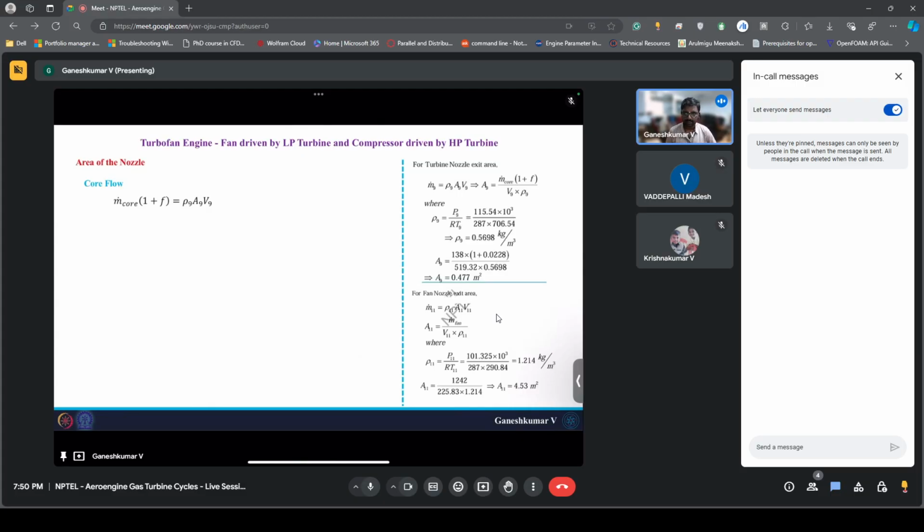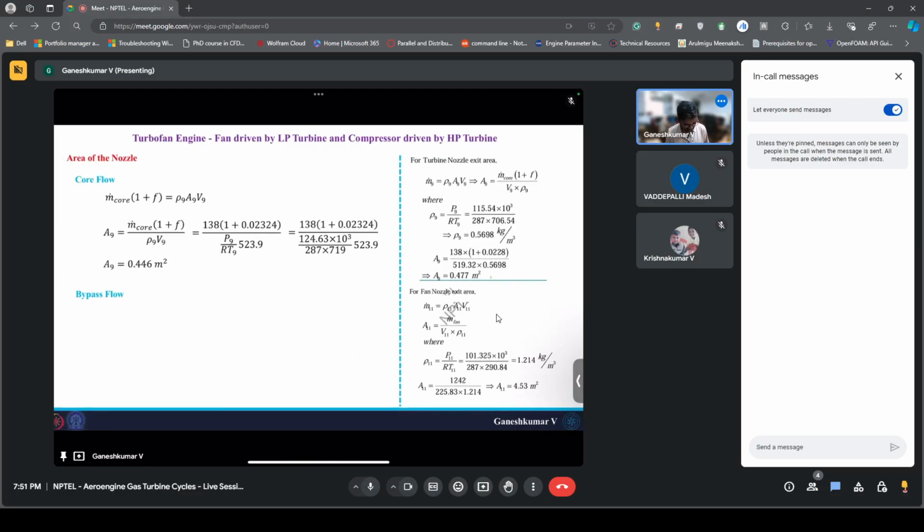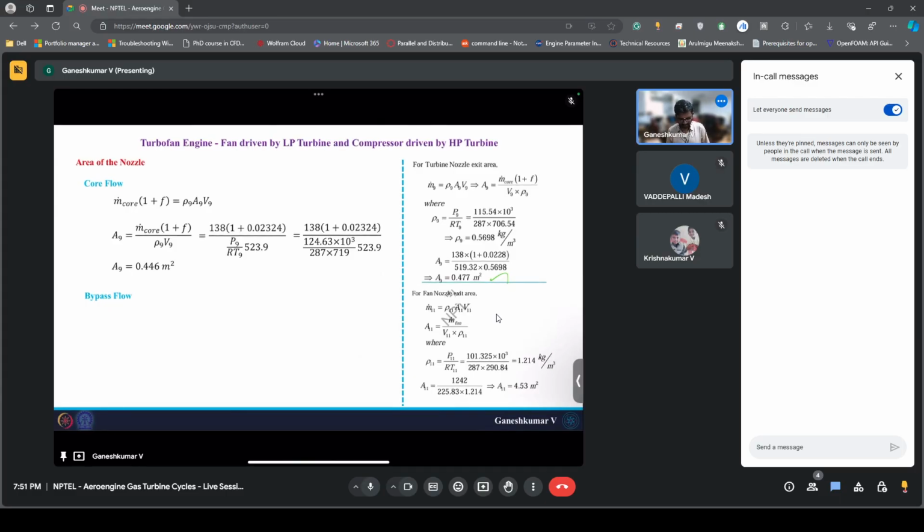It is coming from the mass flow rate equation. We all know m dot is equal to rho A V. You have 1 plus f because that is the entire mass flow rate getting accelerated in the nozzle. So if you rearrange this and include the ideal gas relation P9 by RT9, you will end up having these numbers. And if you substitute, you can find that the area is 0.446 meters square, while the area that we have here is 0.477 meters square. So the area has been reduced a bit.